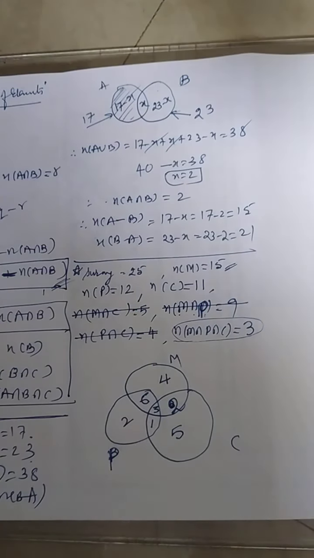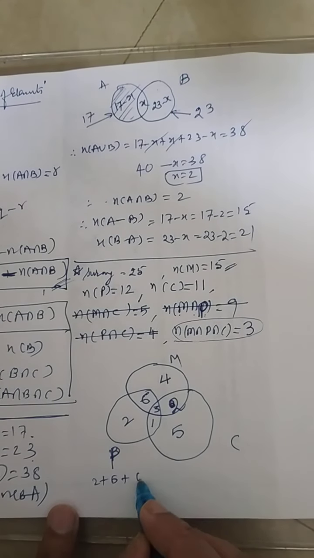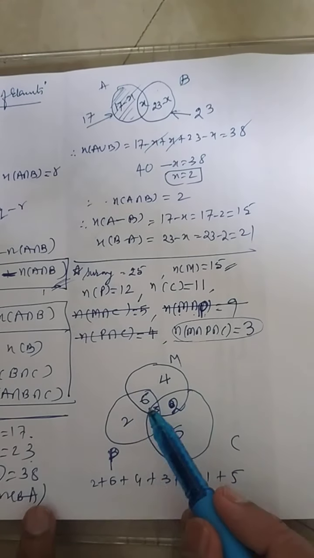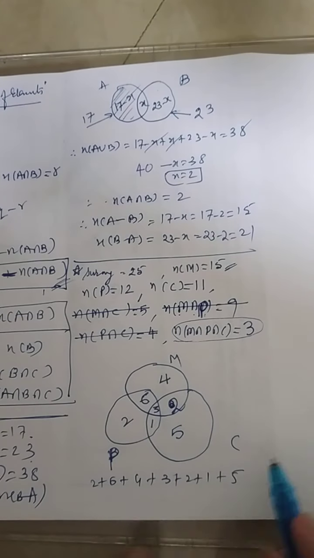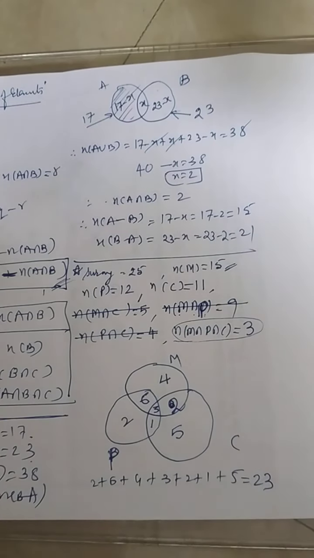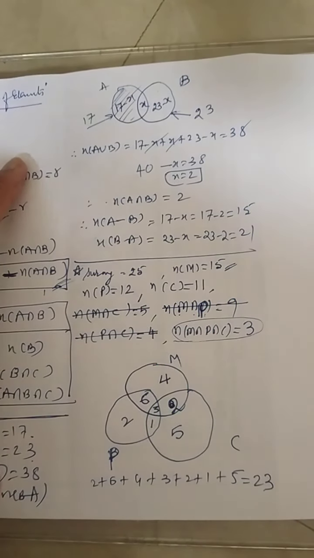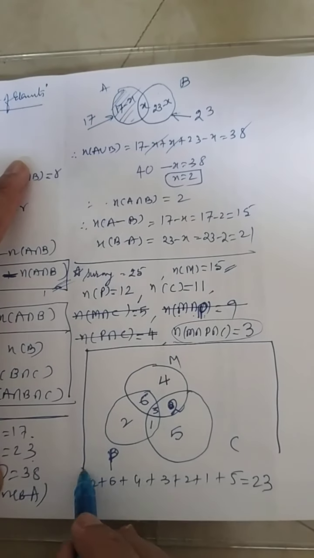Once everything is ready, I just sum this up. What is that? 2 plus 6 plus 4 plus 3 plus 2 plus 1 plus 5. That means all things: 6 plus 4, 10, 12, 13, 14, 15, 16, 17, 18. So if I am adding, I am getting 23. But the survey of 25 students has been done. What is its meaning? There is a universal set and a few students are outside.